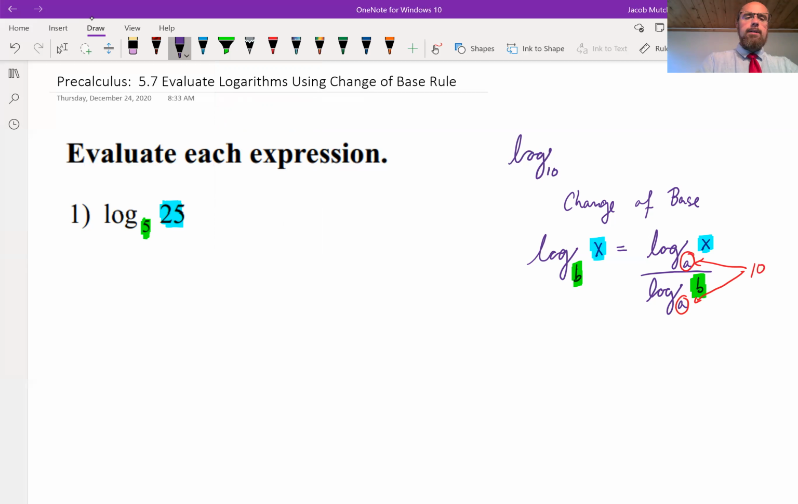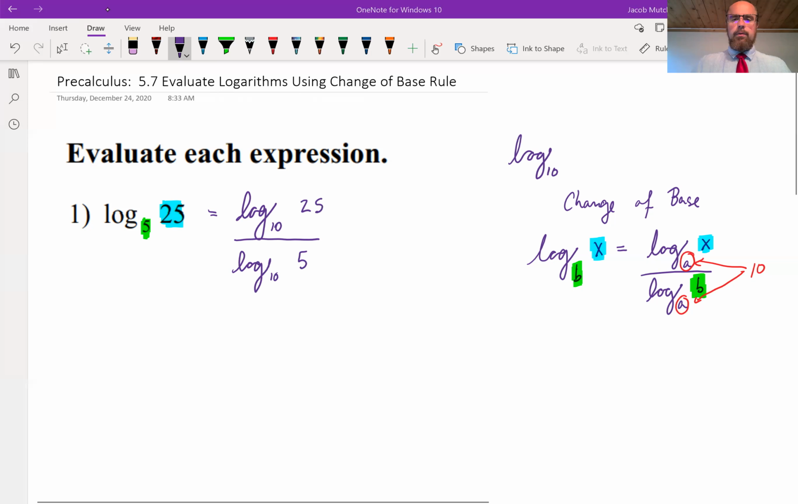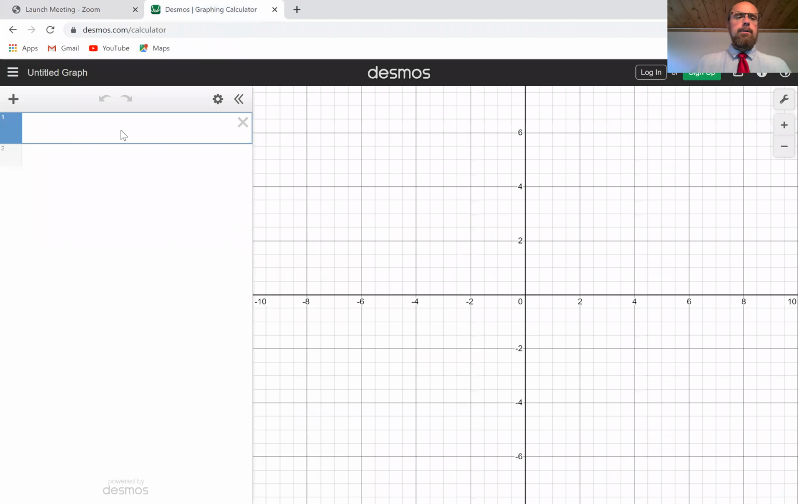So our log base 5 of 25 is equivalent to log base 10 of my original x, which is going to be this 25, all divided by log base 10 of the old base, which was 5. And at that point, once I have the expression recorded, I want to take it over to a graphing calculator and just evaluate. In fact, it could just be a scientific calculator. So we will jump over to Desmos and let's calculate our expression.